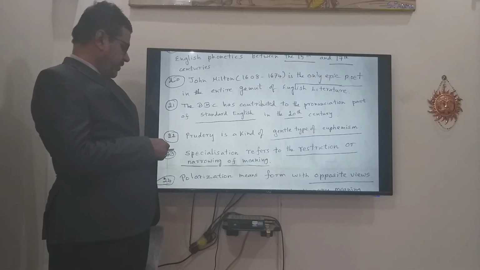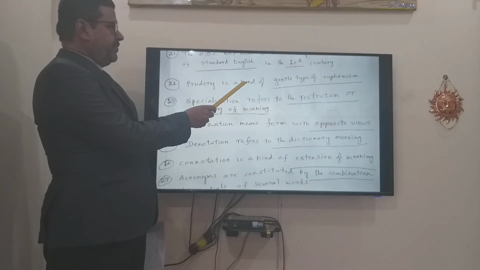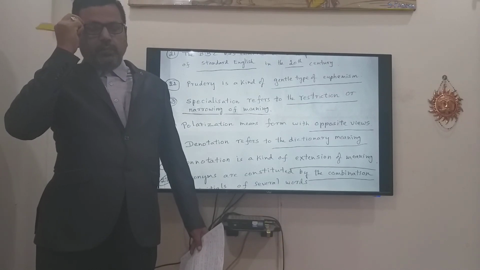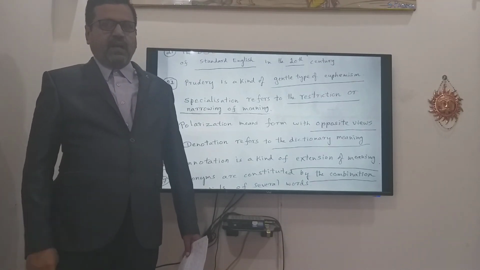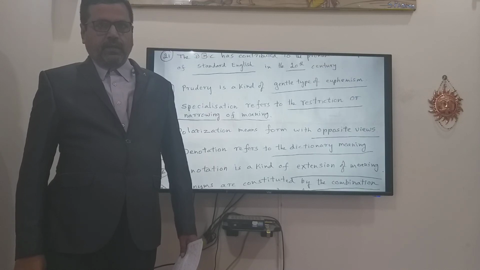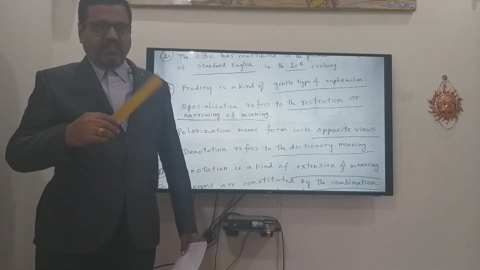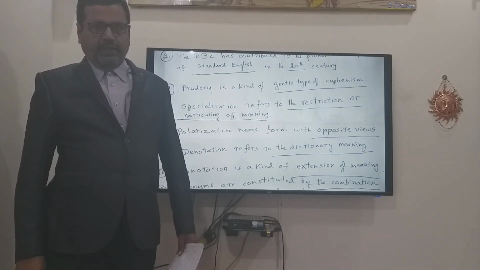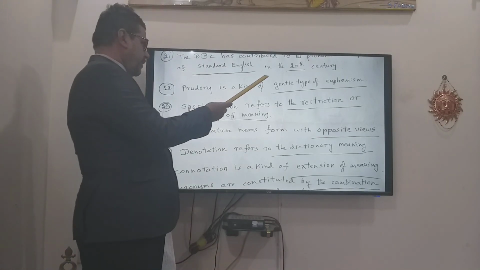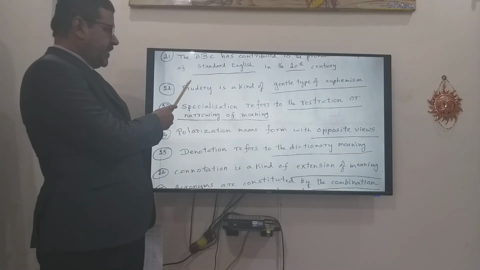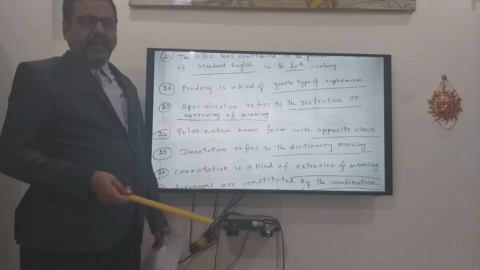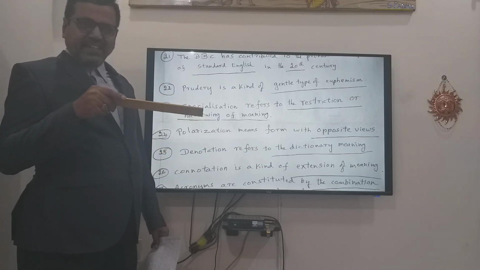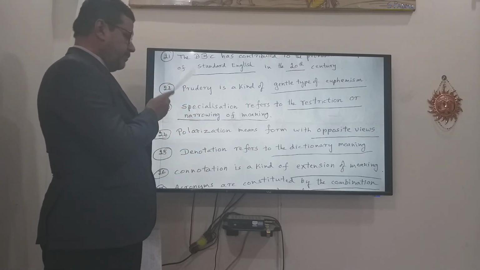Next question. Prudery is a gentle type of euphemism. What do you mean by euphemism? It is a polite way of telling harsh words. You should not say he died, you should say he passed away. You should not say bathroom, you say restroom, like that. So this is a gentle type of euphemism, prudery. It comes under the change of meaning. How different words underwent different changes in the English language, and in that chapter it comes under prudery.